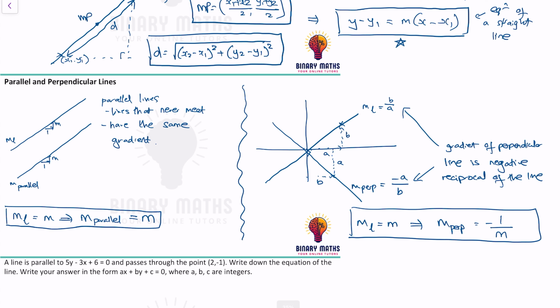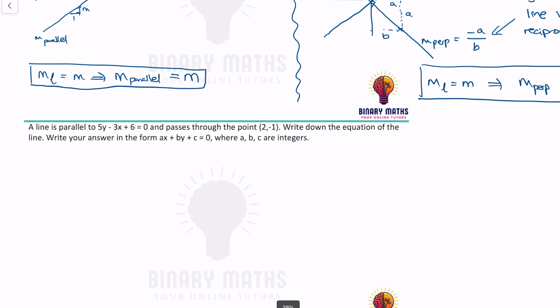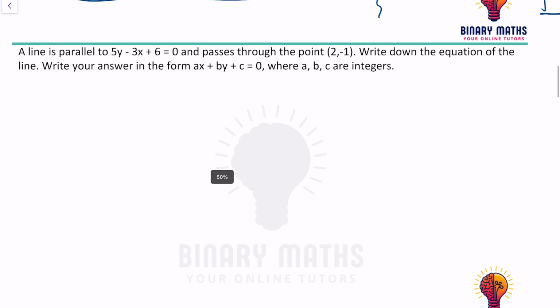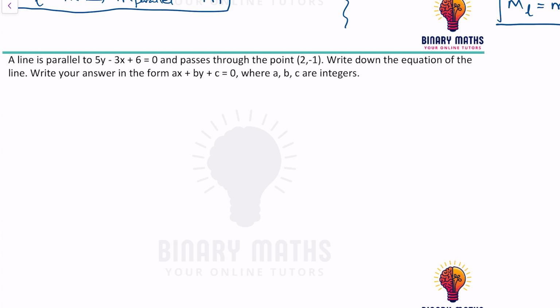Okay, let's go through an example now to put these concepts into practice. A line is parallel to 5y minus 3x plus 6 is equal to 0 and passes through the point (2, minus 1). Write down the equation of the line. Write your answer in the form ax plus by plus c equals 0, where a, b, c are integers, which just means whole numbers.